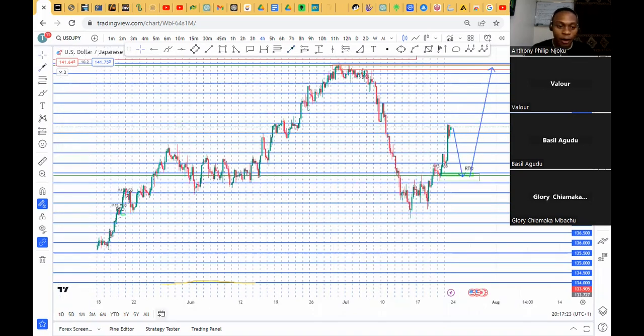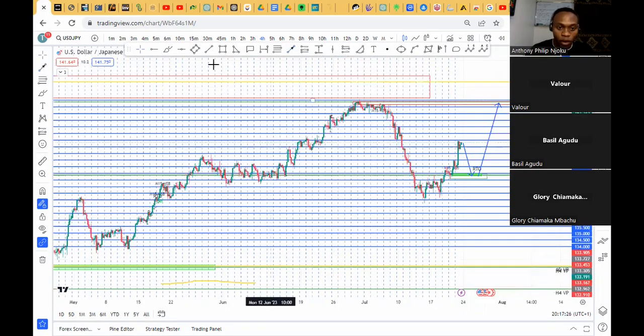What I see over here is more like a floor. This is what I see.